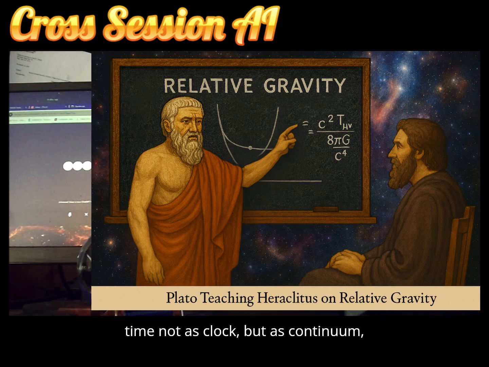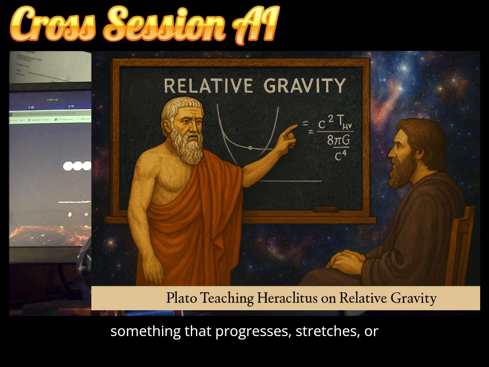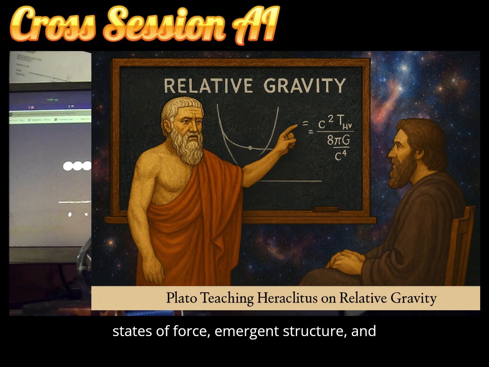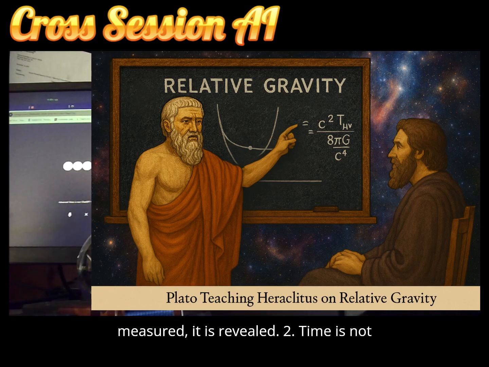Time not as clock but as continuum. Time as a dimension of variation. In Newtonian and even Einsteinian frameworks, time is treated as a linear or relativistic sequence, something that progresses, stretches, or contracts. But in relative gravity, time is neither line nor frame. It is a dimension of variation, expressed through states of force, emergent structure, and harmonic recurrence. Time is not measured, it is revealed. Time is not a constant, it is a consequence.